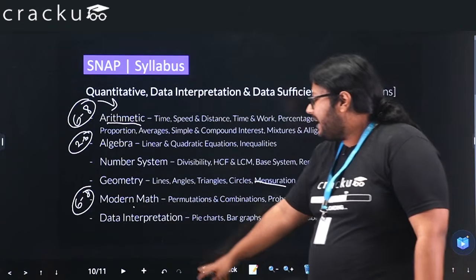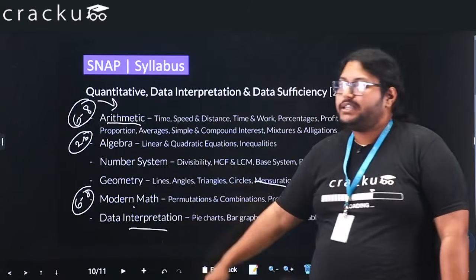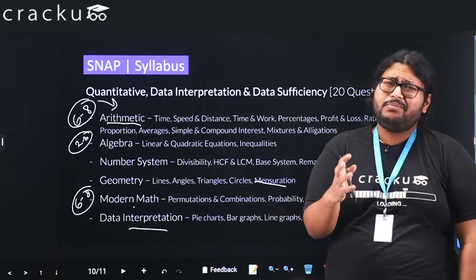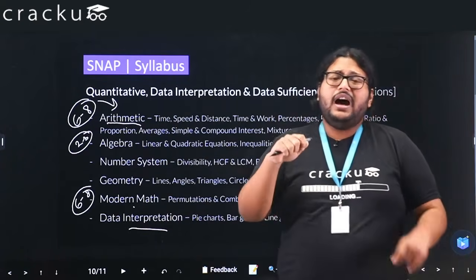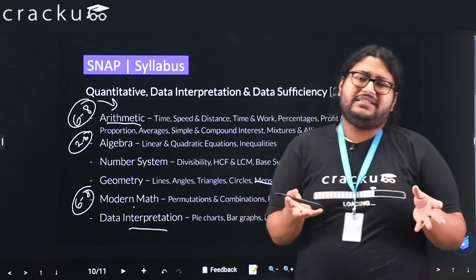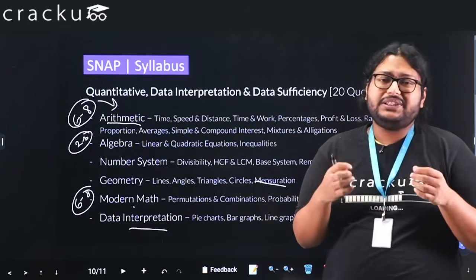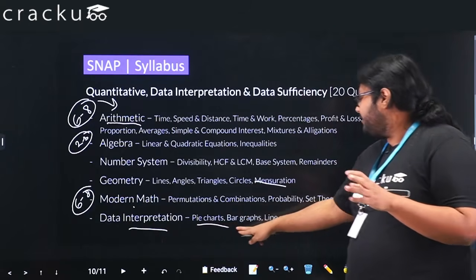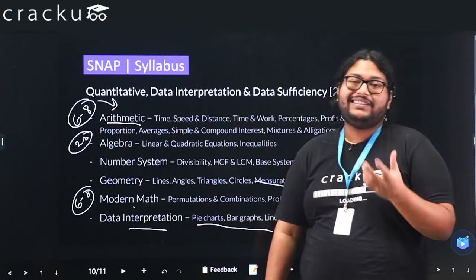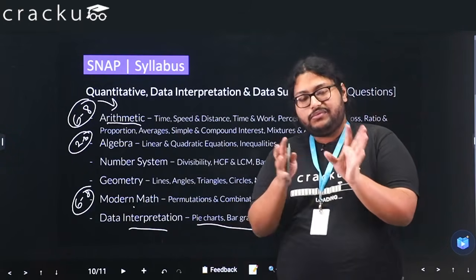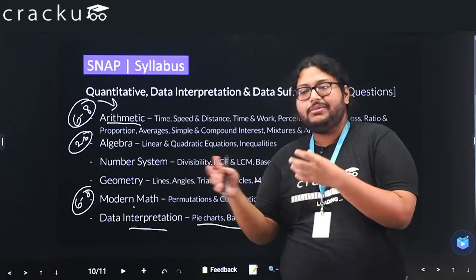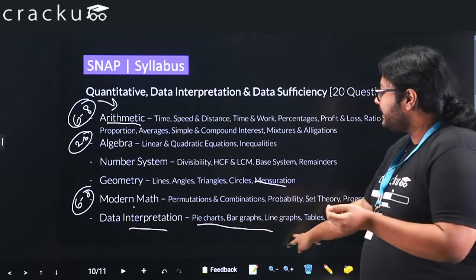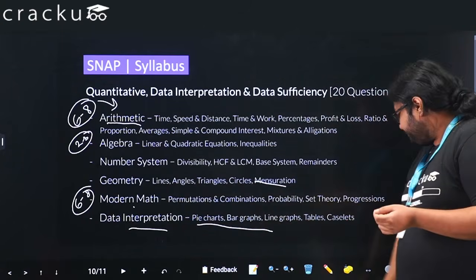And then finally we have DI. These are rare, but again important. Why they're important is because we need to know how to read these charts. There are pie charts, bar graphs and all that. We need to know how we can read them, and how we use the values, convert them into a table, and then solve it, right? So reading the charts is very important.